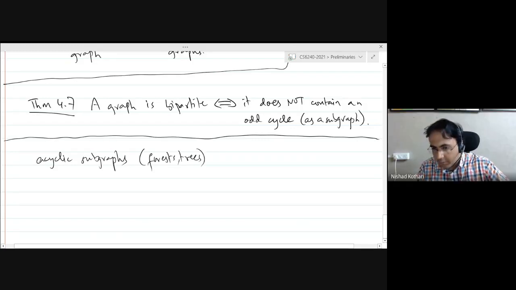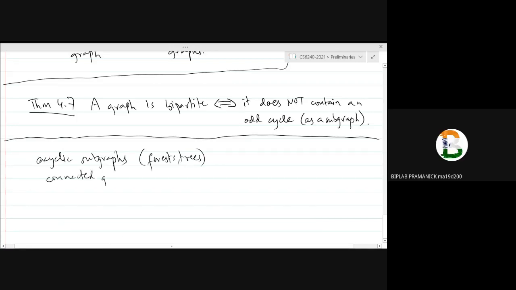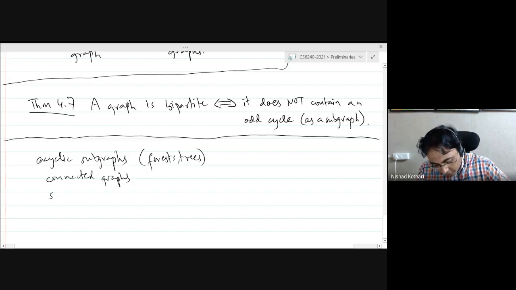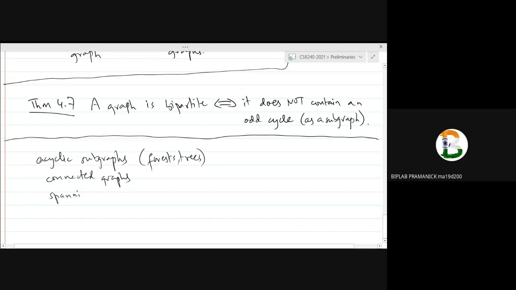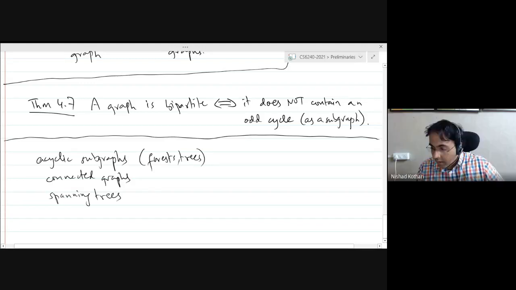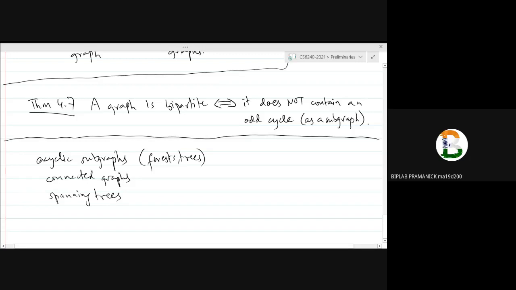and trees. Someone's mic is on, please turn it off. We will talk about connected graphs. We will talk about spanning trees. Biplab, your mic is on. Could you please turn it off?